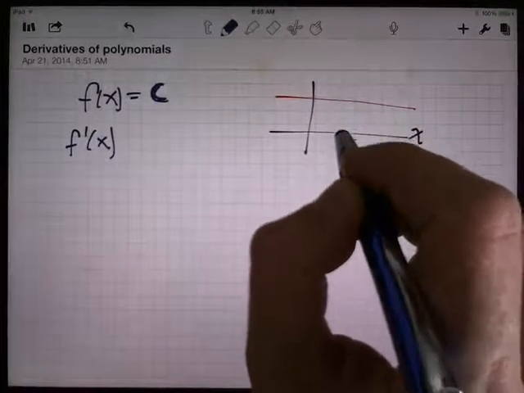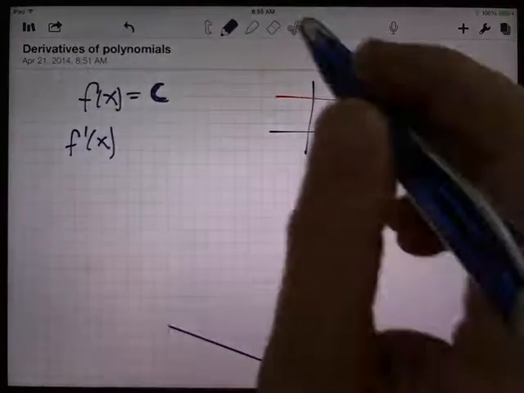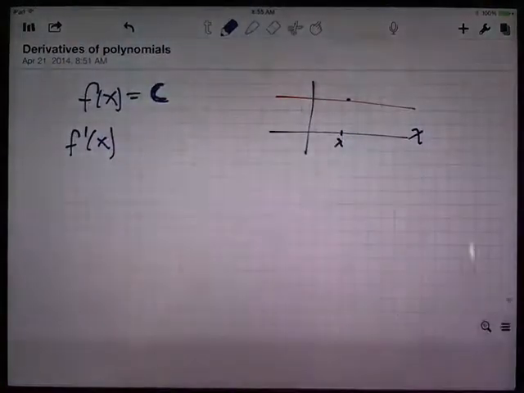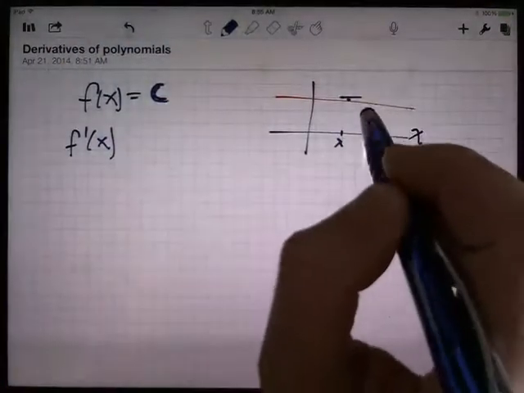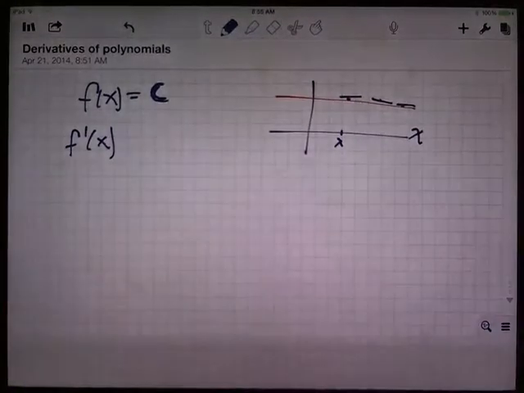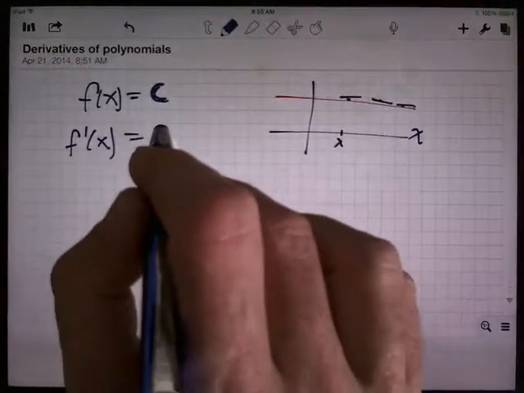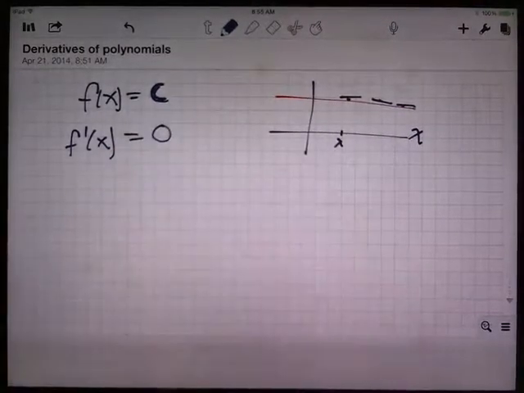Well, for any x value, what's the slope of the curve at that point? What's the slope of the curve right here? What's the slope of the curve right there? What's the slope of the... It doesn't matter what x value you plug in, the slope of that function is equal to 0. It's a horizontal line. The slope is always 0.